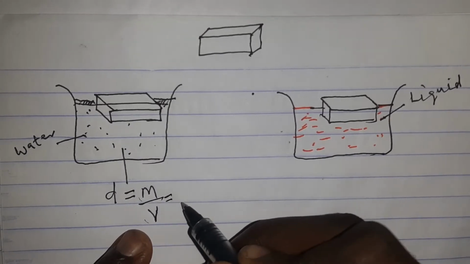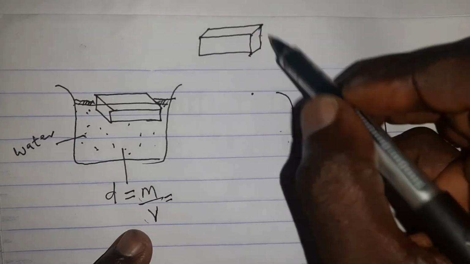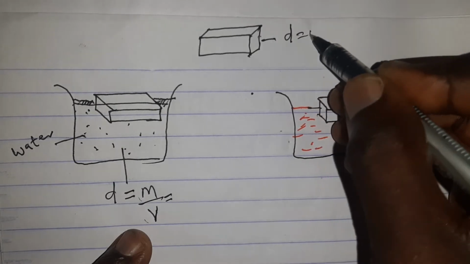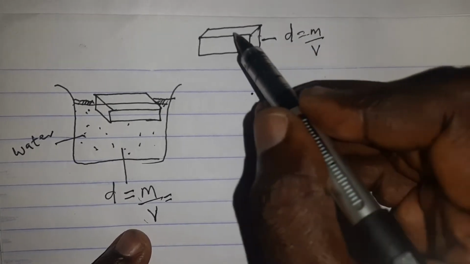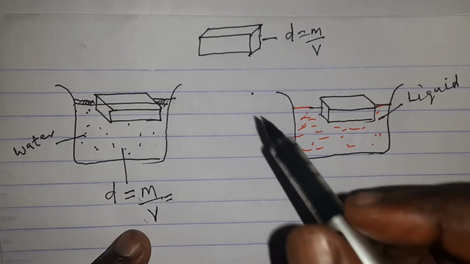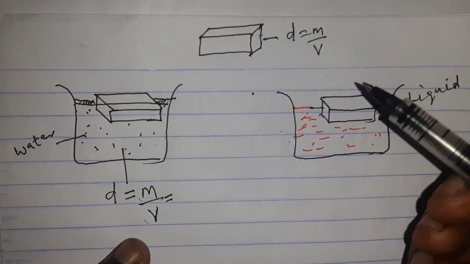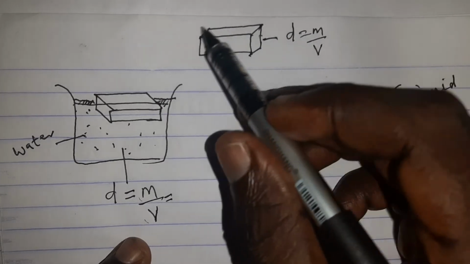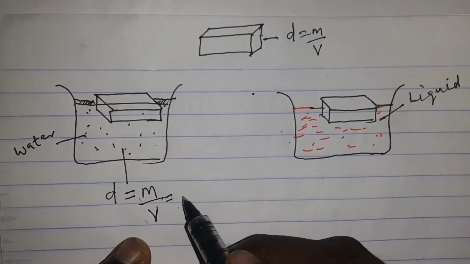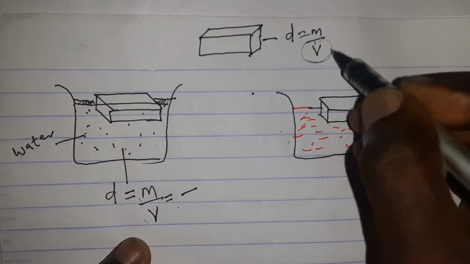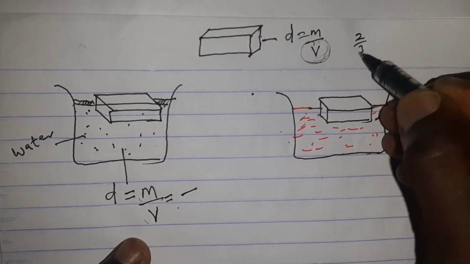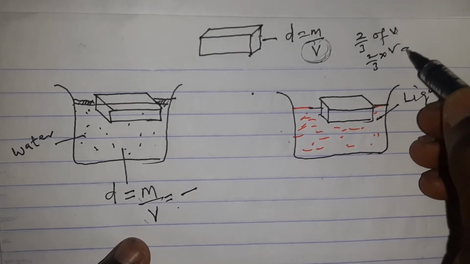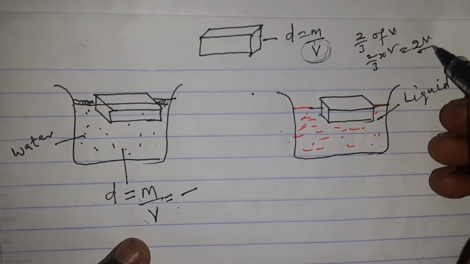In air, the density of the material also equals mass over volume, and here the volume is complete; nothing like half is placed in air, that would be absurd. They now said 2/3 of its volume was placed here. So the volume is now 2/3 of this V, which is 2/3 times V, and that gives us 2V/3.